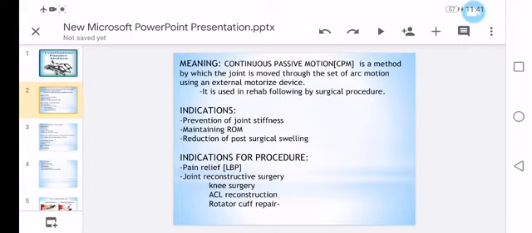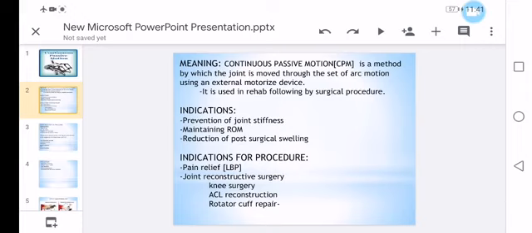maintain the range of motion when the motion is imperfect. Like with shoulder flexion, it is 0 to 180 degrees. When you are getting only 0 to 70 degrees, it will go beyond to 0 to 180 degrees, maintaining range of motion and reducing post-surgical swelling. After any surgery you will get swelling to the limb, so there will be a reduction of post-surgical swelling.